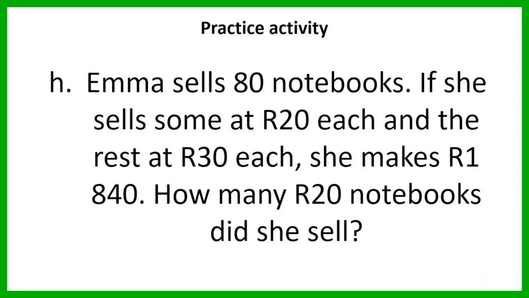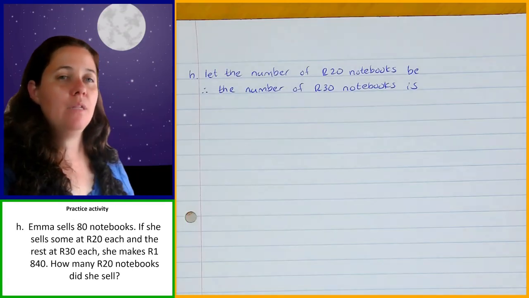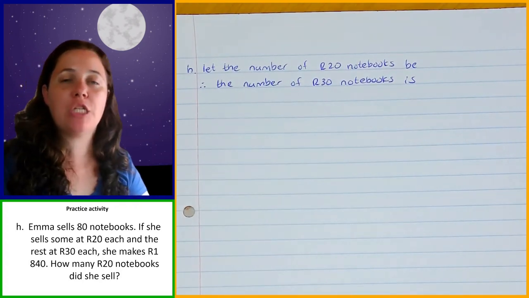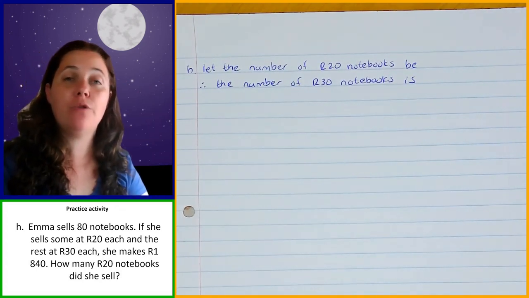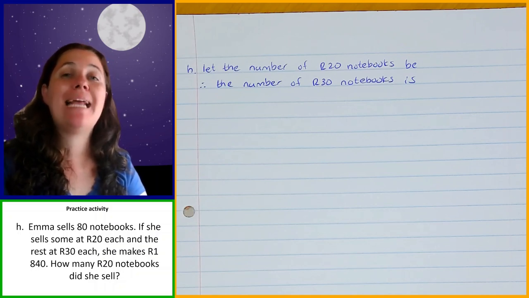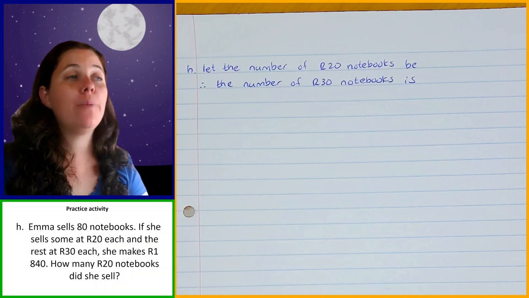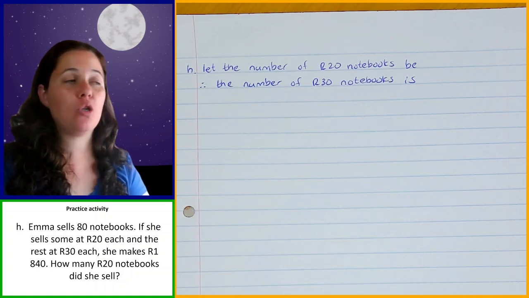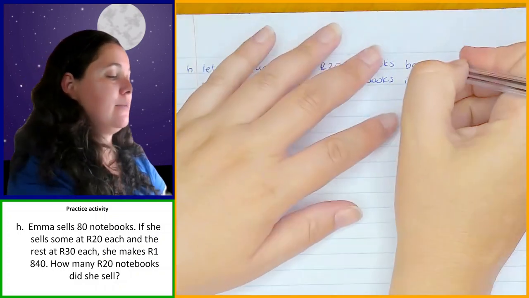Okay, so let's see how you did with that example. Here we have two different priced notebooks that she's selling. She's selling some notebooks for 20 Rand each and some notebooks for 30 Rand each. We know that she has sold 80 notebooks altogether. We are being asked to find out how many 20 Rand notebooks she has sold. So we're going to make that x.